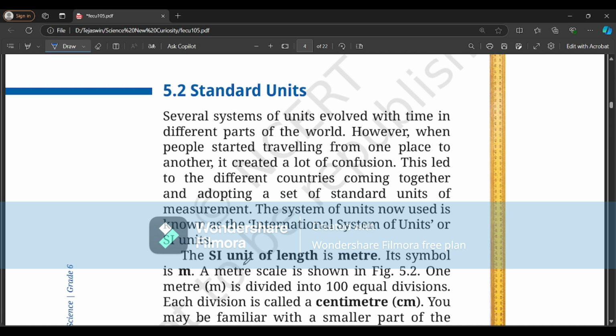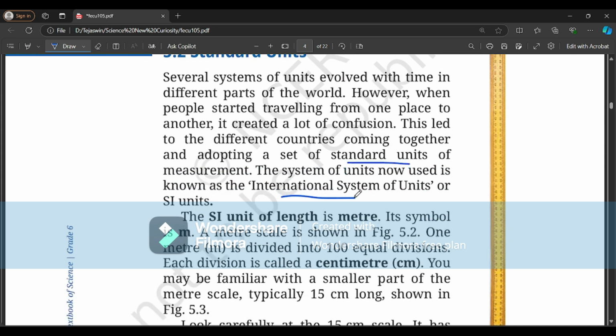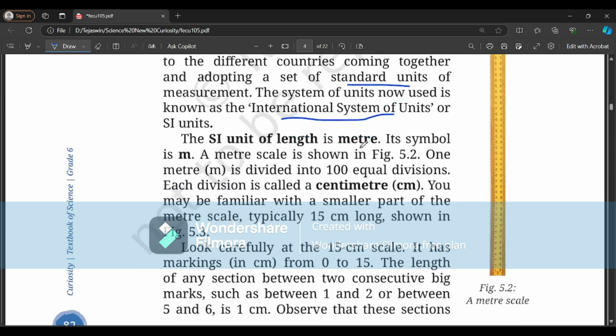So we have to evolve, we have to come out with some unit which is a standard which is followed all across the world. So this led to different countries coming together and adopt standard units of measurement. The system of units now used is known as International System of Units. So this is known as SI, that is International System of Units. So the SI unit of length is meter.